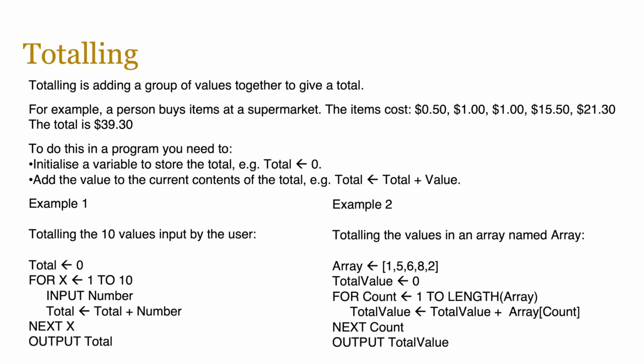We then do a loop. In this case, we're inputting 10 values or going through the length of the array. And then we either input the number or we just simply add the value, add that array's index to the total variable. And then finally, outside the loop, we output the value. And that's all there is to totaling. Let's move on to counting.